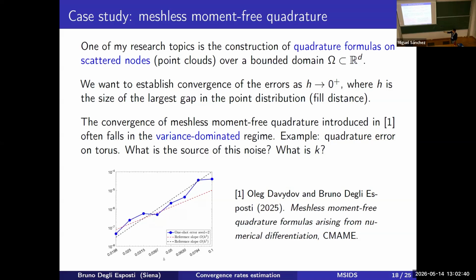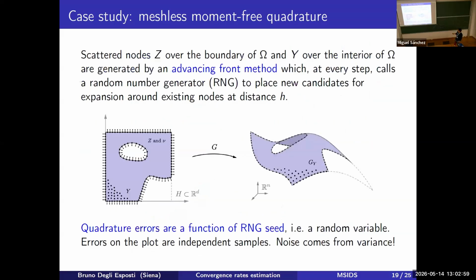And what is k? Because you see in red one slope, which is plausible, and in black another slope, which is also plausible in some sense. But one is h to the third, the other is h to the fifth. These are high order methods. So it's not easy to establish the right order of convergence.